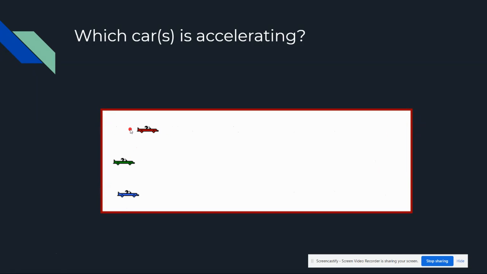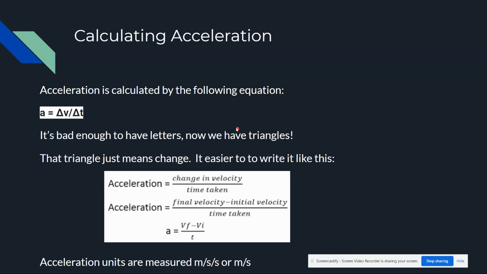The red car is going at a pretty constant pace. It starts out going faster than both, and then the blue car ends up beating it, and then the green car almost ends up tying it. So the blue and the green cars are the ones that are actually accelerating. They're changing their velocities. The red car is staying constant. The red car is not accelerating.